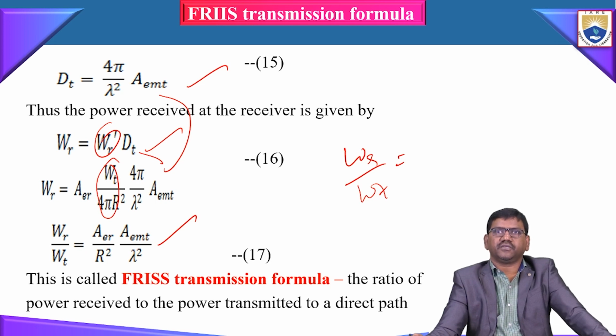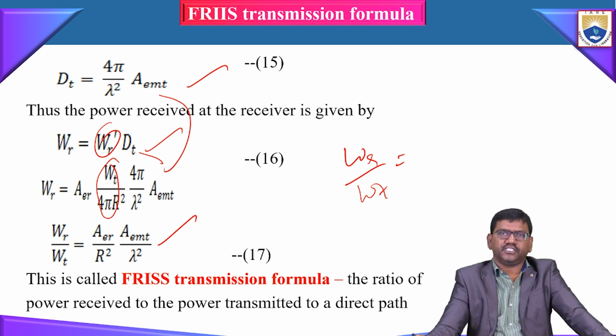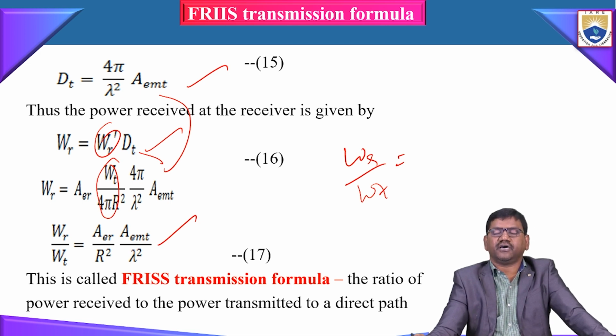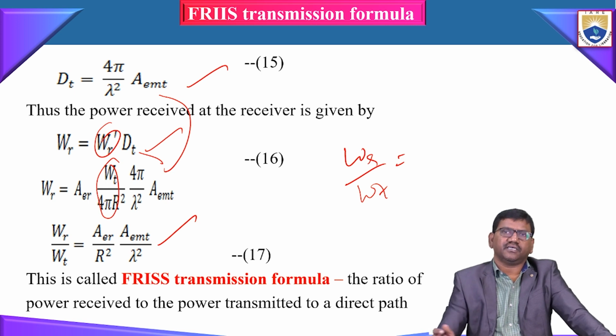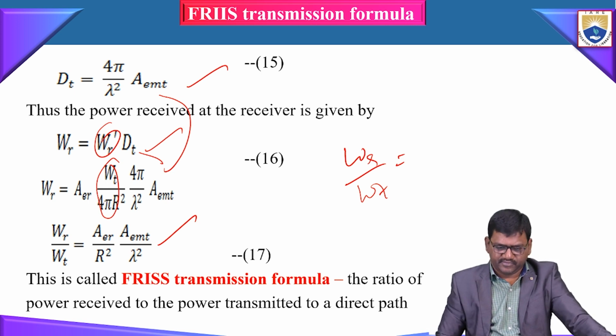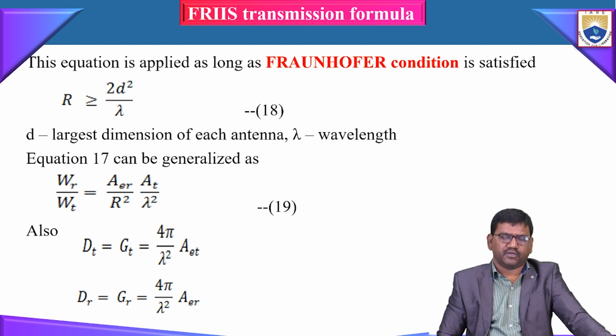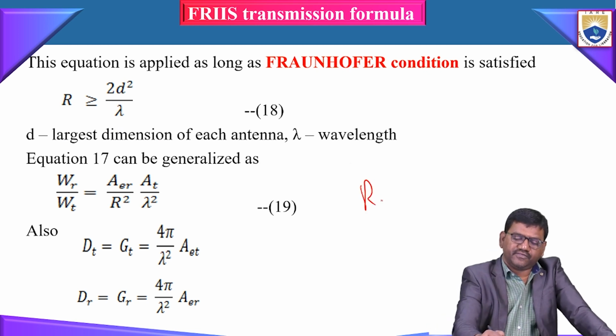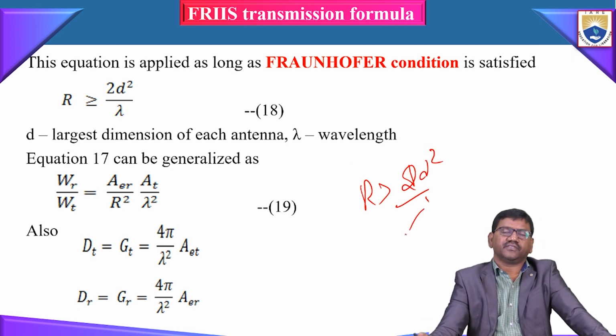So the Friis transmission formula gives us the ratio of the power received to the power transmitted along the direct path. Both these ratios depend upon the effective aperture of the transmitting antenna and the effective aperture of the receiving antenna. So WR by WT is equal to AER AET by r square into lambda square, where r represents the distance between the transmitting antenna and the receiving antenna. To apply the Friis transmission formula, this condition has to be satisfied: r is greater than 2d square by lambda, where d is the dimension or the length of the antenna.